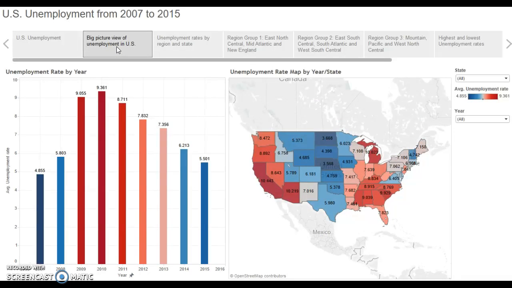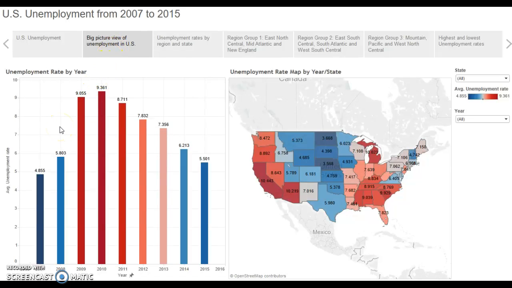First, I'm going to take a look at the big picture of unemployment over the past 9 years, and what you saw was a result of the Great Recession. Starting in 2009, there was a big spike in unemployment, and that lasted between 4 to 6 years, and we're still seeing the effects of that today with higher unemployment rates than you had in 2007. So this bar chart shows the average unemployment rate by year, averaged across the entire United States.